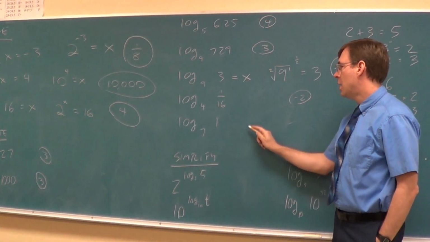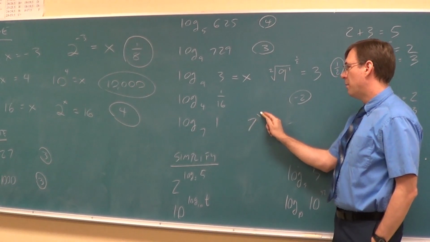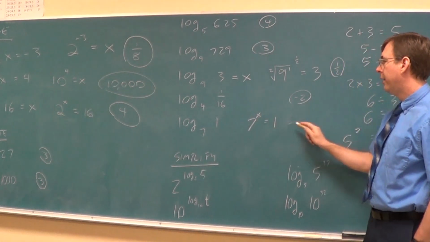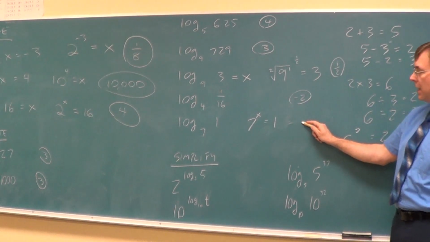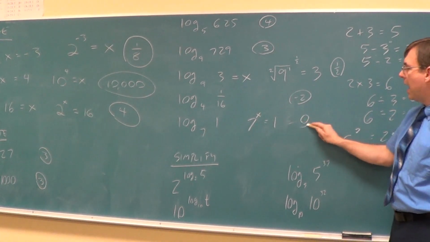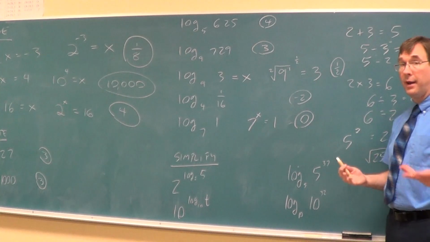This one's also a little weird. It is 0. We're thinking 7 to a mystery power makes 1. And that's a basic fact from way early in the year. Anything to the 0 power makes 1. That's a thing.